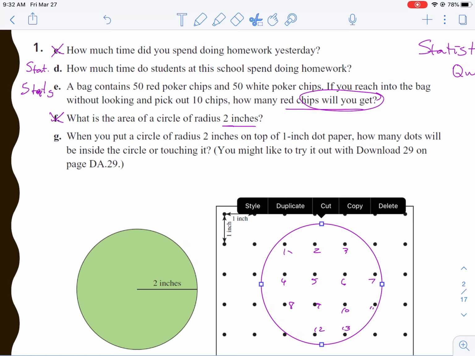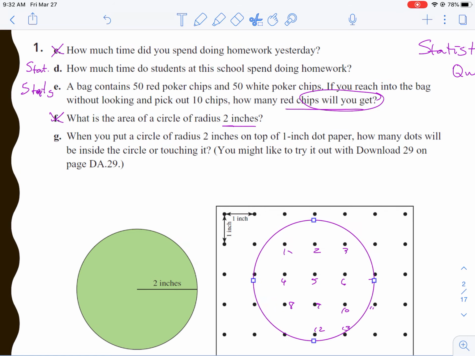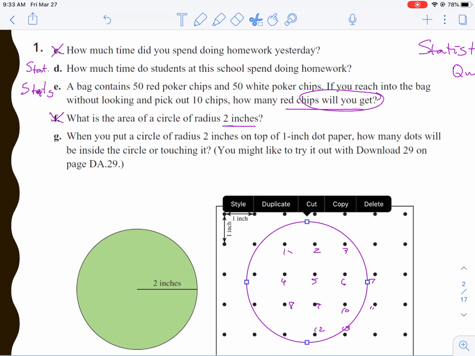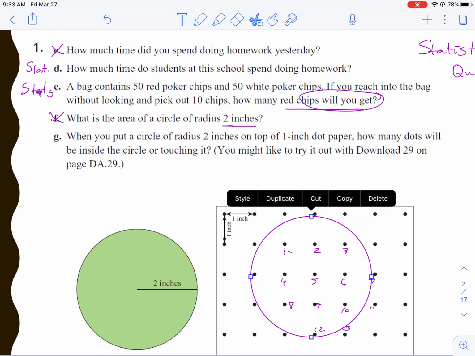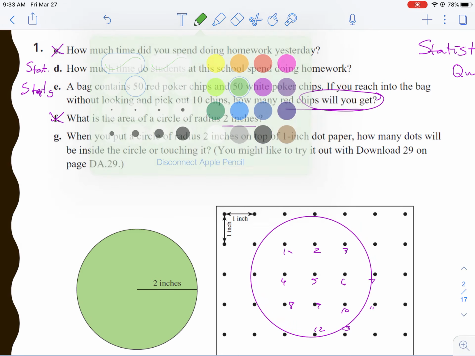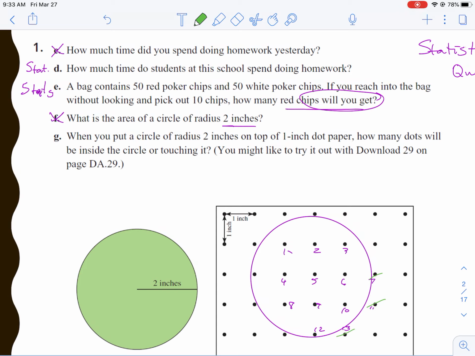But now, if I move this circle over carefully, you see that I've lost 3 dots. This one, this one, this one. And I've gained 1 dot here. So now instead of having 13, I only have 11.